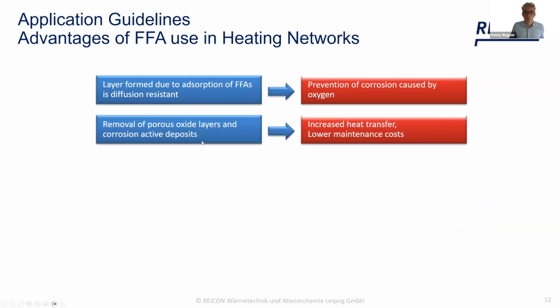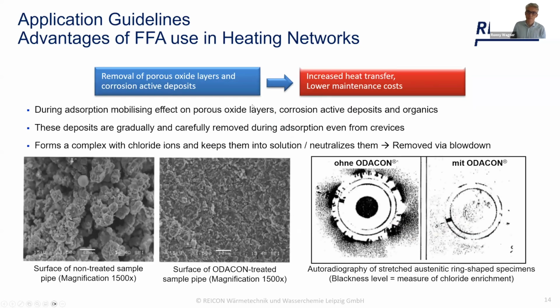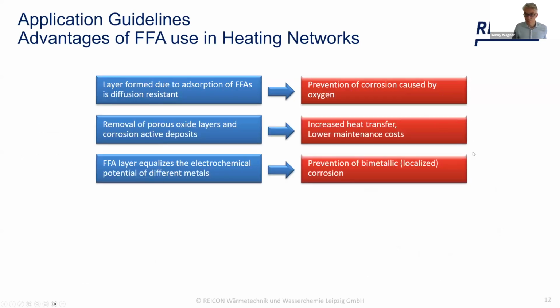The second point is the removal of porous oxide layers. So if you have already some iron oxide layers in the system, the addition of film-forming amine can help to increase the heat transfer and lower also by that the maintenance costs. You can see here some pictures of a non-treated surface with a very rough magnetite layering on top, and after the use of a film-forming amine, this gets very smooth and very thin. So we remove the loose and porous oxide from the top, and just the dense and very thin magnetite layer remains. And this of course has a big influence on the heat transfer, but also on the flow of the system.